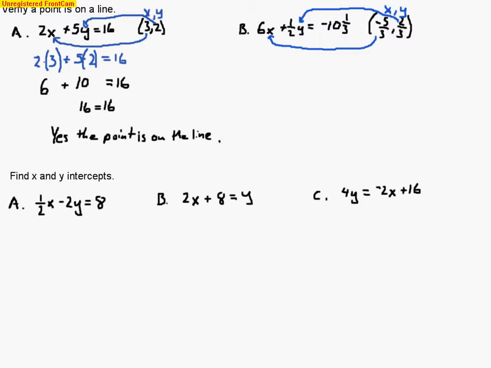So again, we're going to take the same equation, 6, but in place of x, we're going to put that value of negative 5/3. And then we're going to bring down that plus sign and the 1/2, and in place of y, put the y number in the ordered pair, which is 2/3. And then if those two numbers multiply and then add together to equal negative 10/3, then we get to say yes, that point is on the line again. So we go ahead and do the work here.